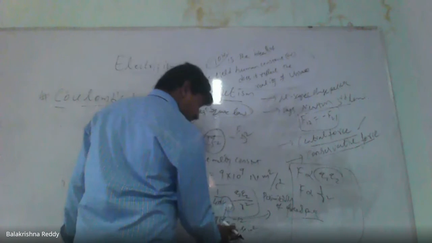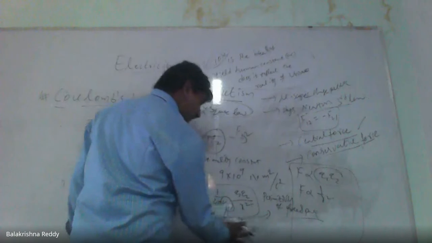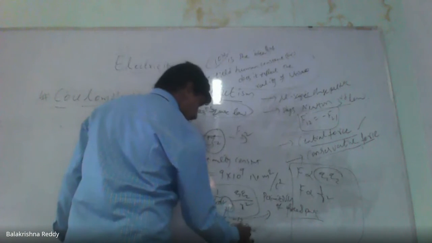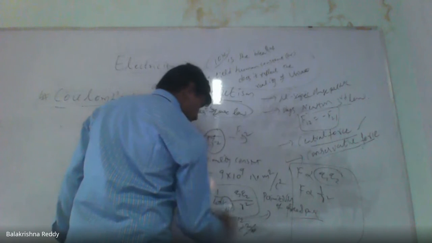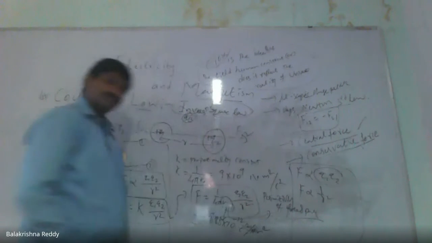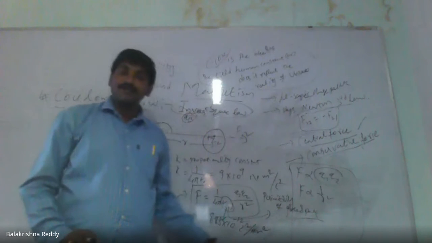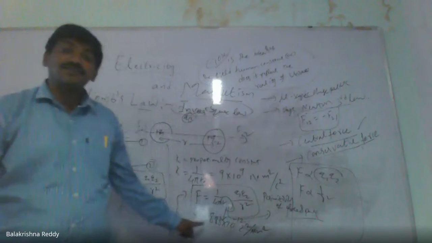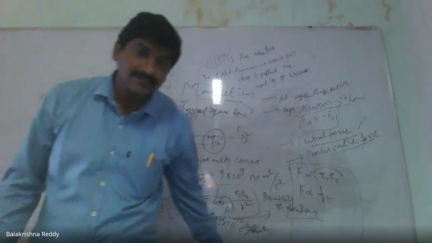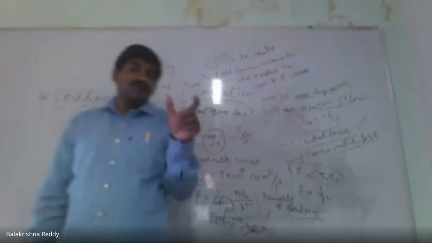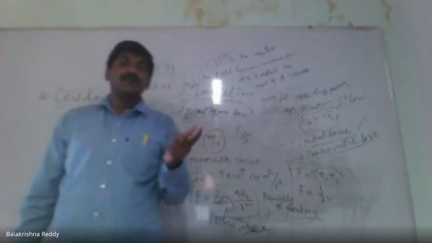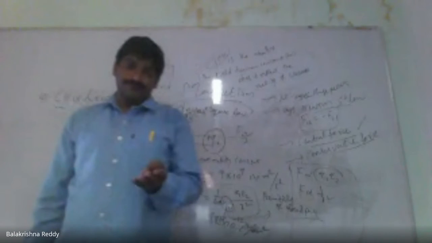The units can be written as Coulomb square per Newton meter square. This is the value of 8.85 into 10 to the power of minus 12, for free space. Epsilon naught is the letter we use for free space. Epsilon is for the medium.